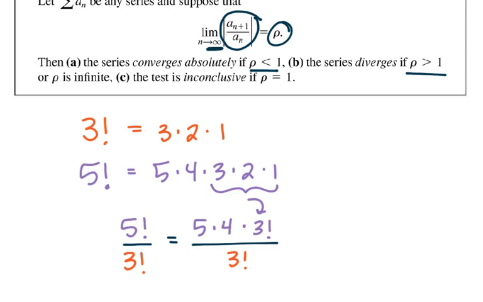So when I have 3 factorial over 3 factorial, those are going to cancel, and this is going to simplify to 20, 5 times 4. Okay, so we're going to use a little bit of that logic, but we're going to have some n's in there as well. I just wanted to make sure we knew how to handle our factorials and how to simplify these rational expressions with factorials. So let's skip to our example.